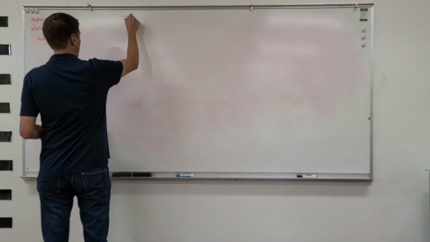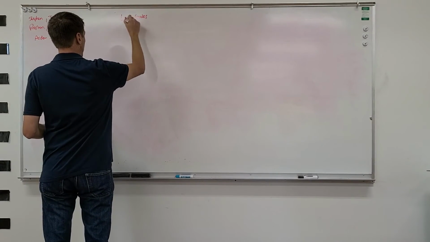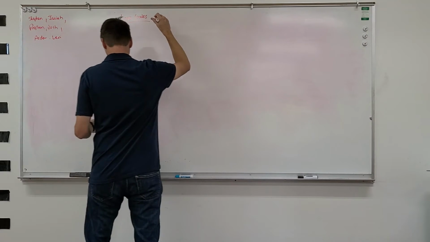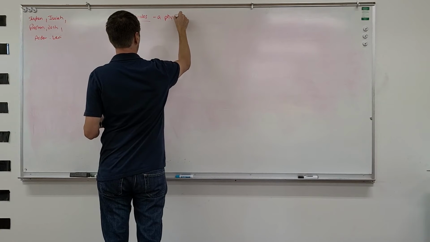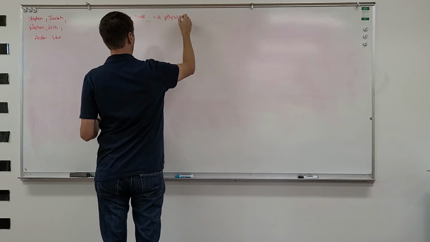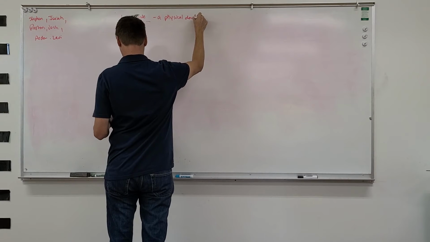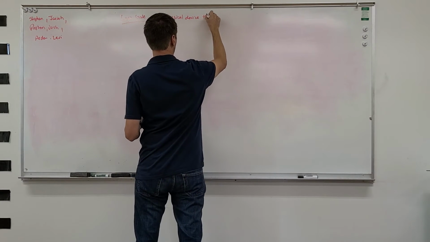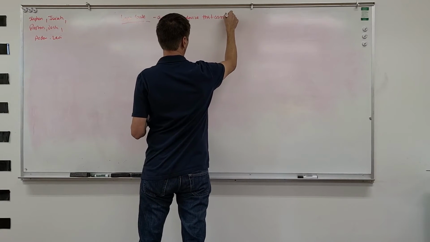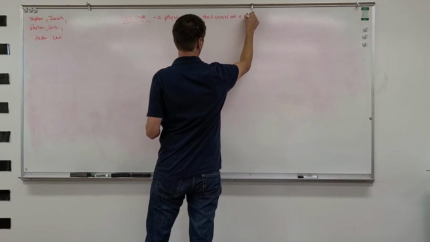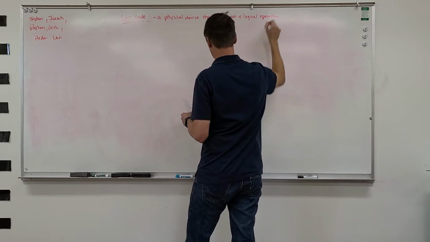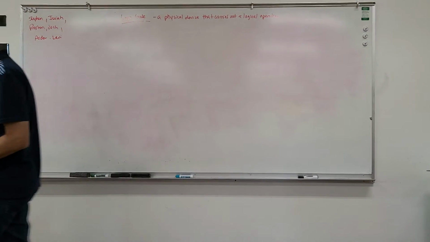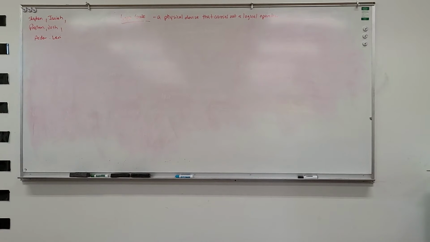Logic gates are physical. That's a logic gate without the S. A physical device that carries out a logical operation. So it's basically hardware that performs these operations that correspond to the operators that we just looked at.